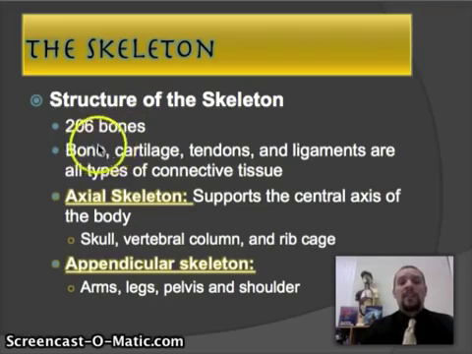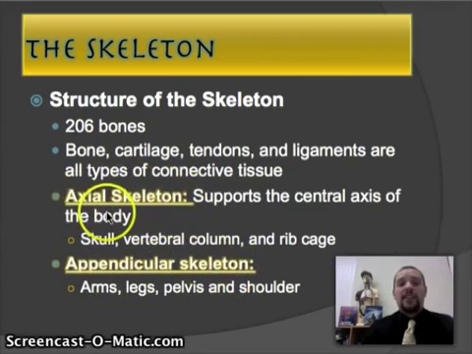And when we look at it, it's going to be made up of bones, cartilage, tendons, and ligaments, all types of different connective tissue found within our skeletal system. If we look at your skeletal system as a whole, we're going to see that it's broken down into two major divisions, our axial skeleton and our appendicular skeleton.